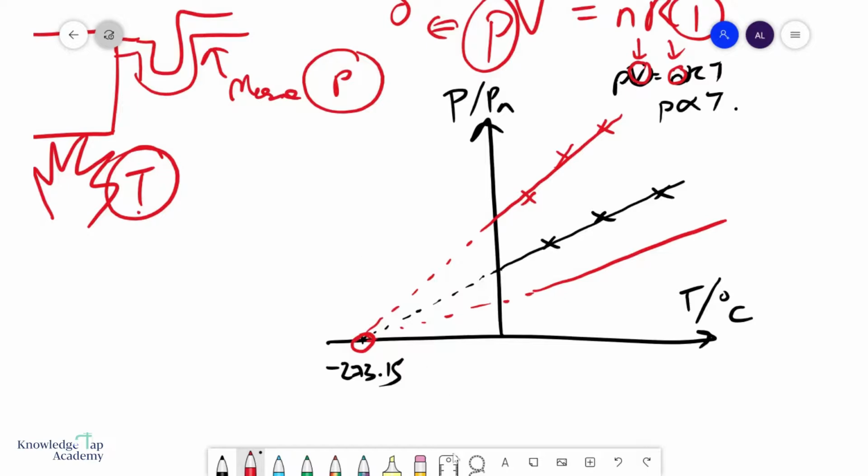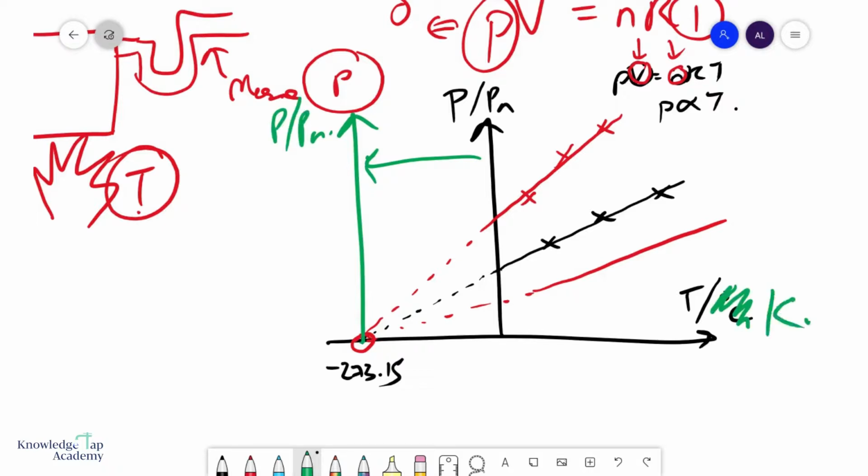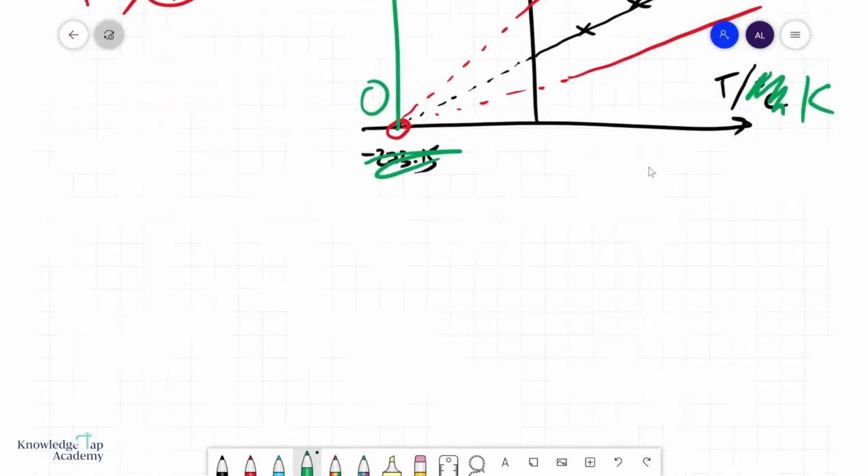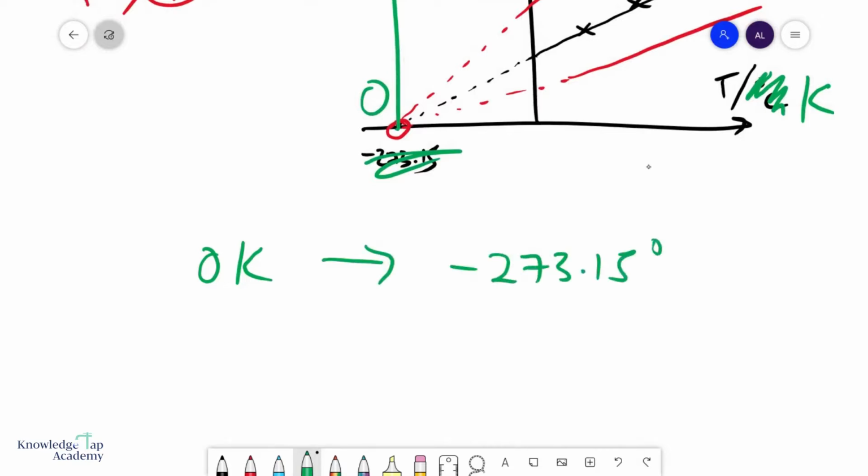And that was when Kelvin realized, okay, so actually, I've just put this axis in the wrong place. I'm going to shift this back. Here, this is still P in pascals, but now I call this the Kelvin scale. And I change this to 0. And so that was how Kelvin realized that 0 Kelvin, what is supposed to be the lowest possible temperature, is actually minus 273.15 degrees Celsius.